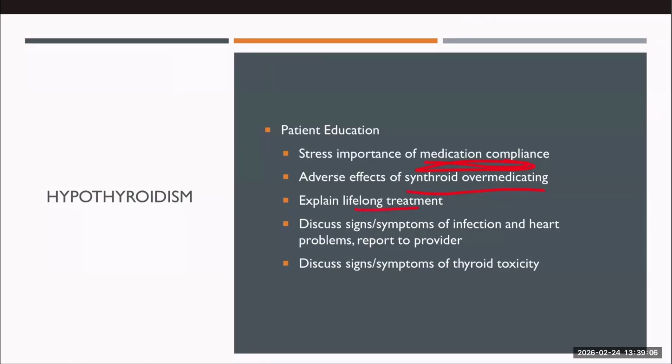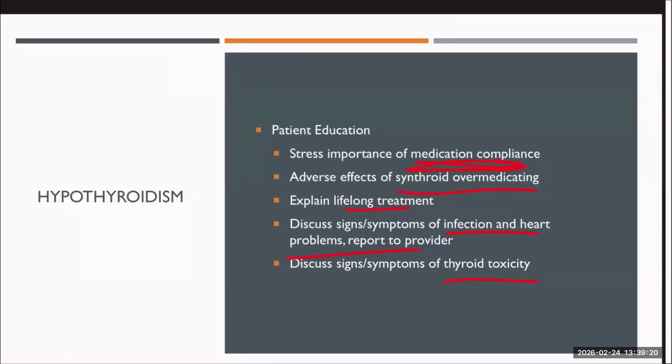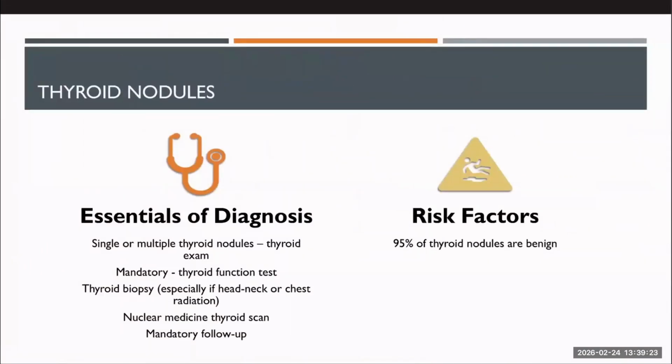Again, lifelong treatment. Talk about infection and heart problems, if they have anything, and those signs of thyroid toxicity: fast heart rate, high fevers, altered mental status, stuff like that. Any questions about hypothyroidism? How to diagnose it, what are the signs and symptoms, treatment, Synthroid, levo, until they get the TSH in normal range. Check every 3 to 6 weeks and you're fine.